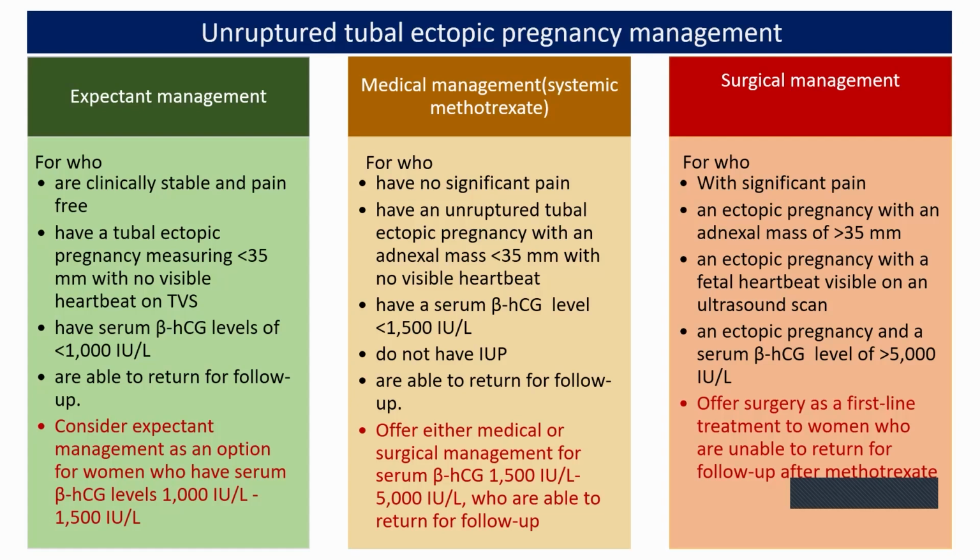So body surface area calculation will depend on the weight, the height and the age of the patient, which we can use a nomogram to calculate. And we usually give a single dose, IM single dose. And we usually check beta HCG values on day 4 and day 7. And if the drop is more than 15% between day 4 and day 7, we consider the treatment to be a success and we offer the patient weekly beta HCG, like the expectant management, until it becomes negative.